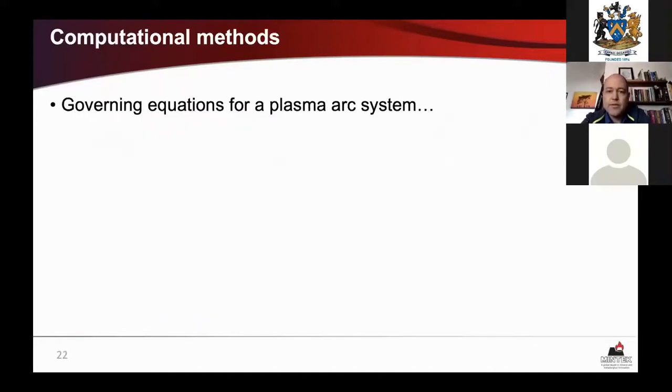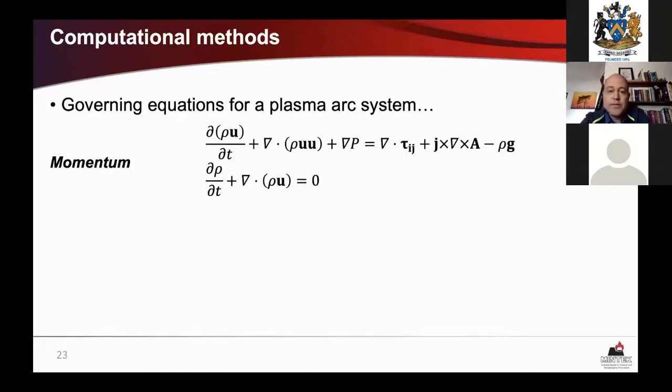Okay, so how do we go about building computational models of these complicated things? Well, arc physics, as we mentioned, is controlled by three main phenomena, all of which interact with each other in different ways. So first and foremost, the arc is a fluid flow problem. As I mentioned earlier, you're going to need to start off with the Navier-Stokes equations in any of these models, and that's in order to describe the momentum transfer. And that's that top equation there.